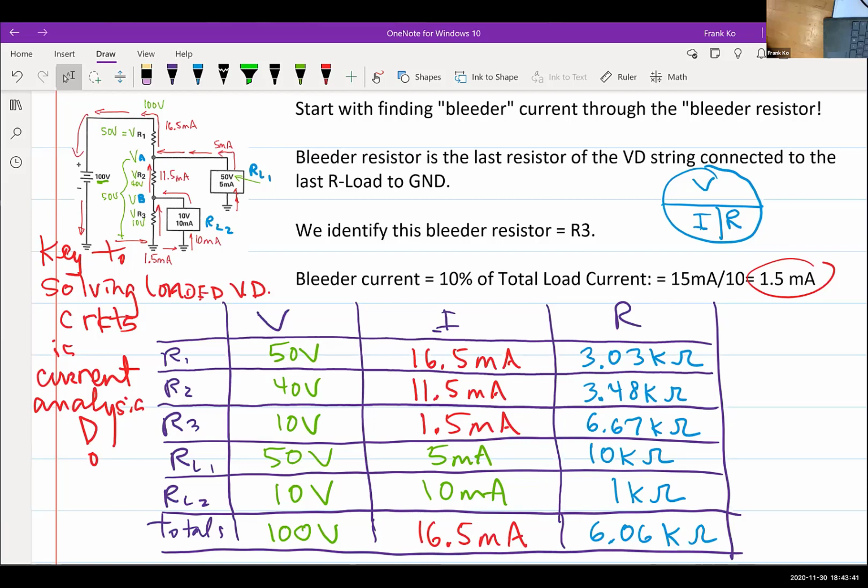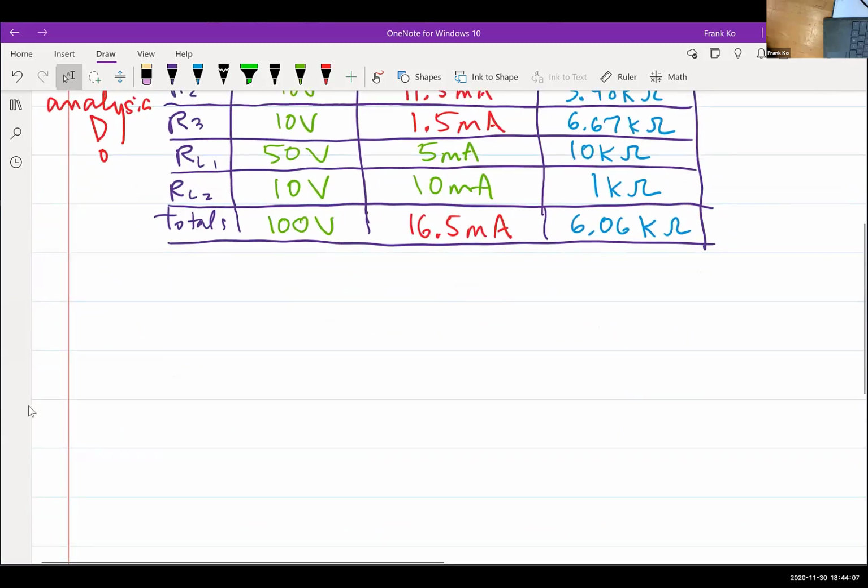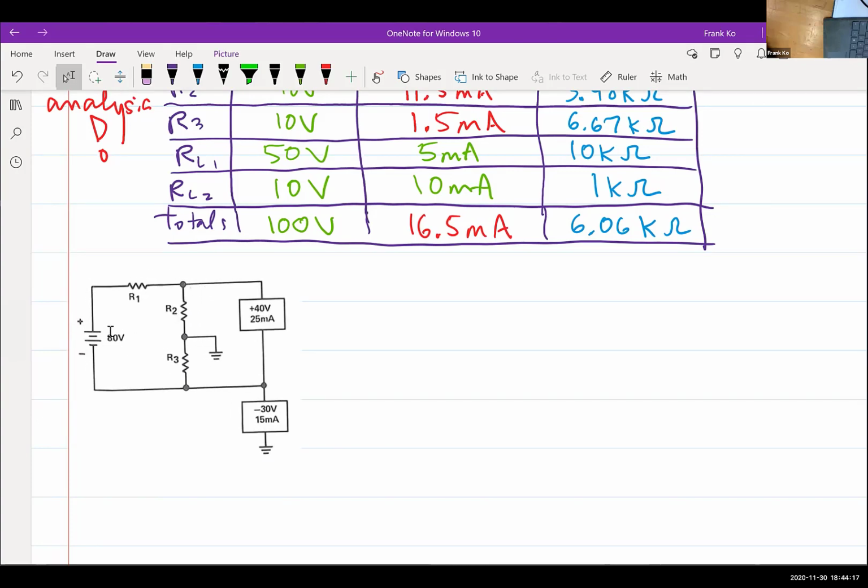Okay, let me go ahead and set up the next one. So I will go ahead and do this. Now let me see if I can do it right there. Paste. Make it a little bigger so we can see it.